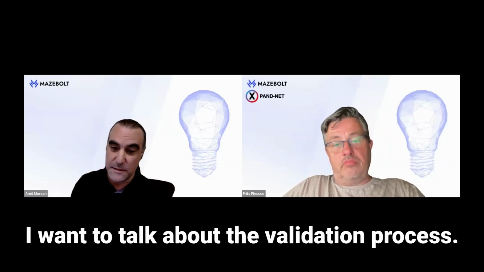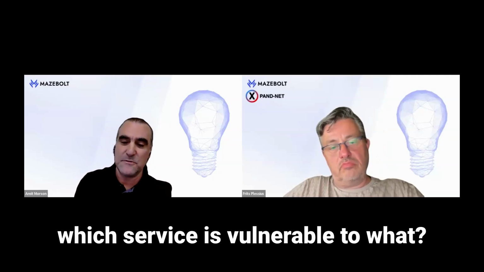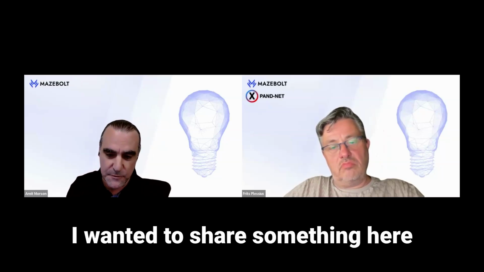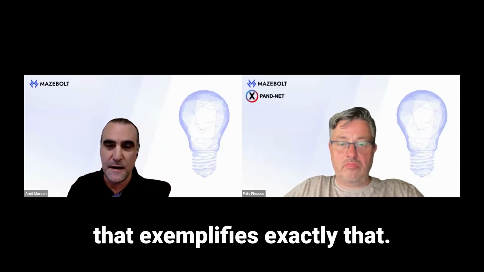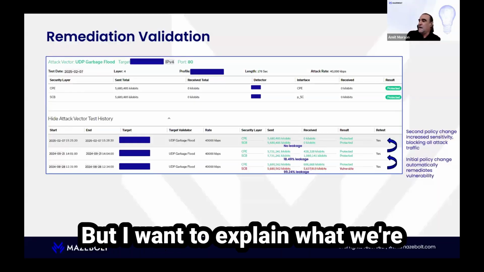Yeah. I want to talk about the validation process. How do you really go about checking which service is vulnerable to what? I wanted to share something here that exemplifies exactly that. This is something that we did with a customer. Obviously, we're not going to expose which and what, but I want to explain what we're seeing on the screen right now.